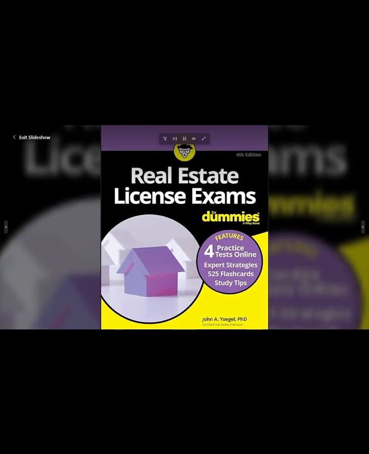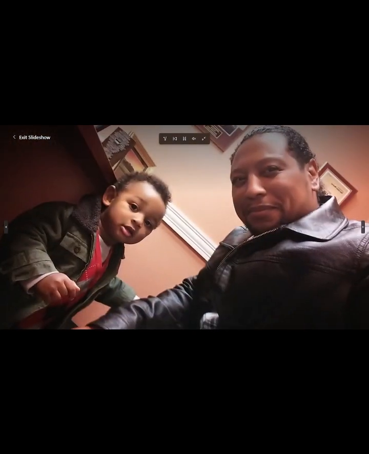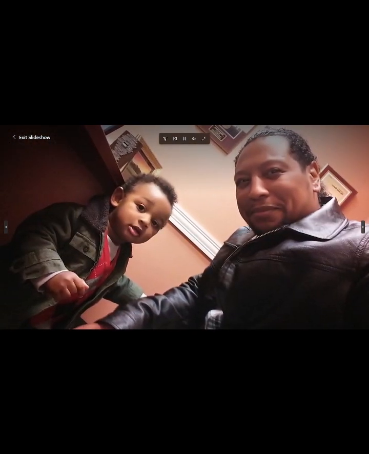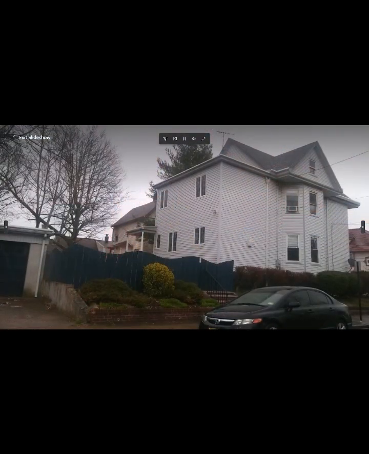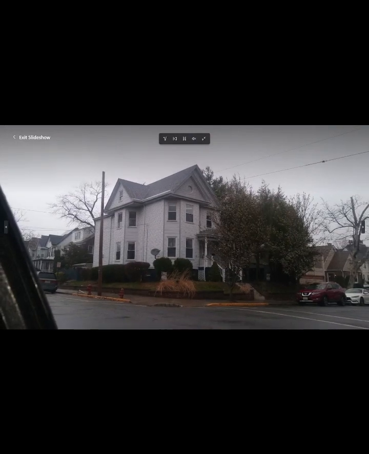Question number 5. Joe rents office space from Fred. What type of interest does Joe have? A. Leasehold interest, B. Leased fee interest, C. Fee simple defeasible, D. Fee simple absolute.